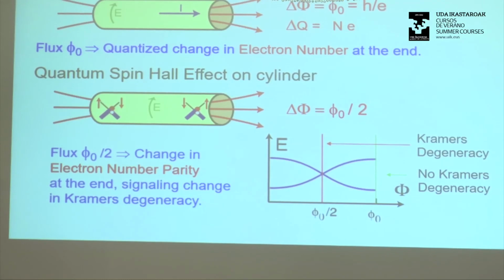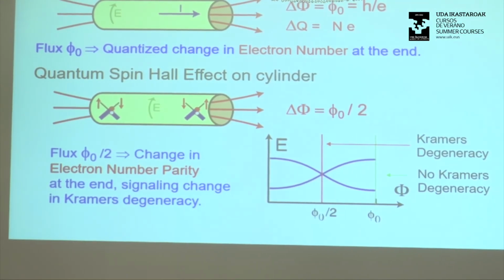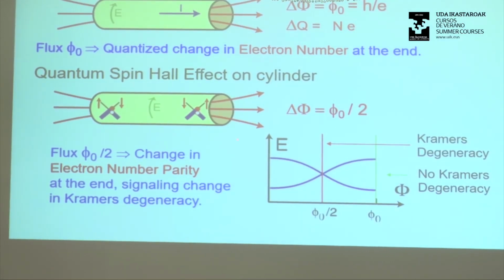So it's as if I have changed, on the right edge, from having an even number of electrons to an odd number of electrons. Or the net spin on the edge has gone from being an integer to being an integer plus a half. The net spin has gone from spin integer to spin half. And we know that spin half has Kramers degeneracy.